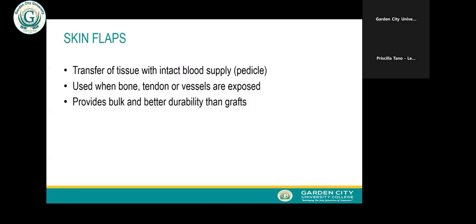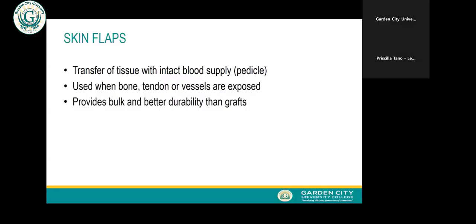Basically, flaps are what? Transferring of the skin and the subcutaneous tissue from one part of the body to another part with a vascular pedicle. What really is a pedicle? Any other attachment to the body that has to be maintained for nourishment.